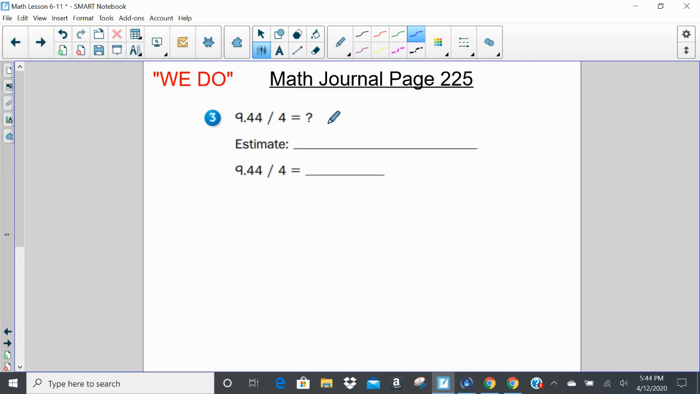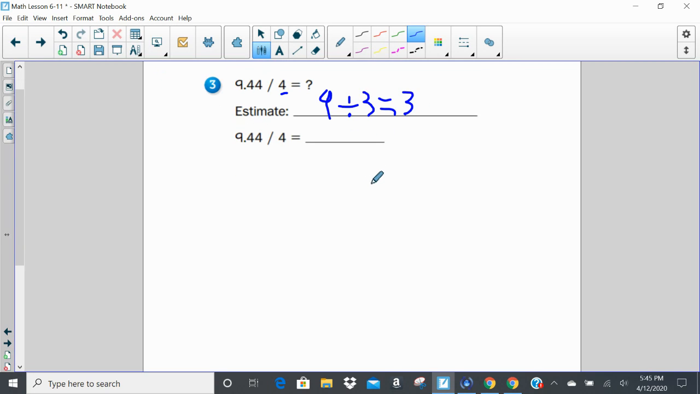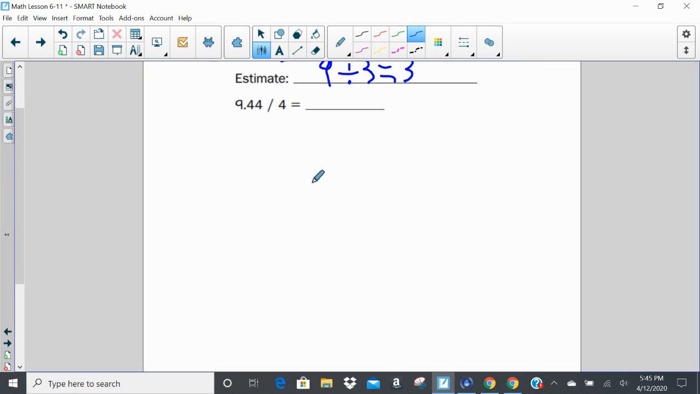So that 9, I'm actually going to keep that 9. Remember, with estimation, we make things simple for us. So that 4, I'm trying to think of digits that go into 9 evenly. What are some digits that go into 9 evenly? Oh, that's close to 4. 3. That's right. 9 divided by 3 is 3. And now let's go ahead and solve the problem. I know it has to be close to 3.